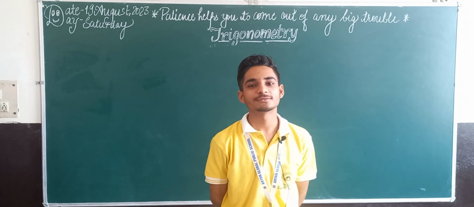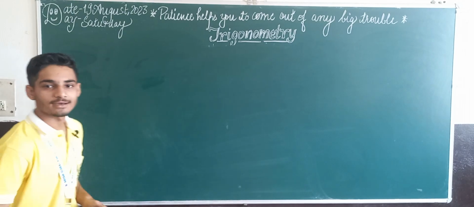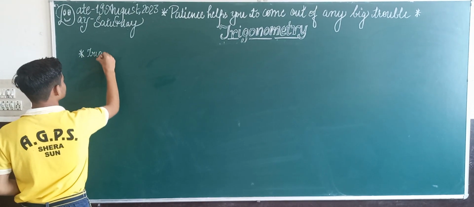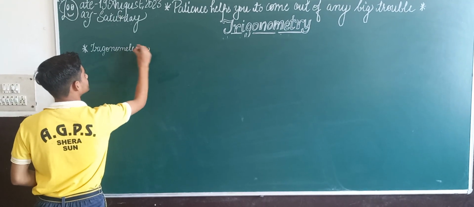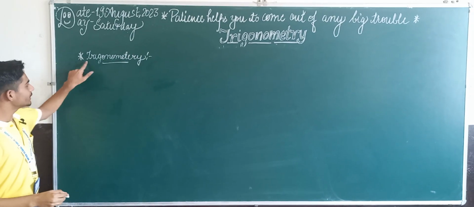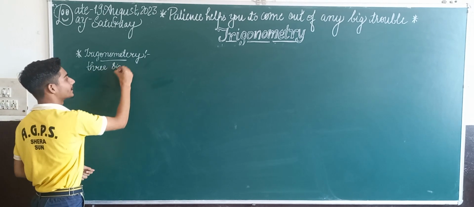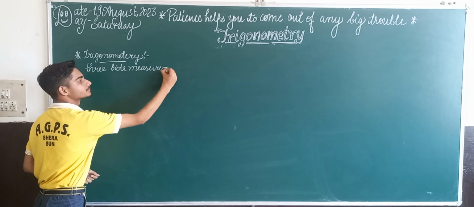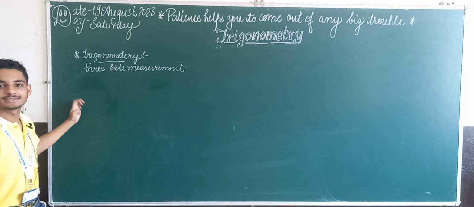Here we are for a wonderful session on the presentation on the topic of trigonometry. Let's start. Firstly, what is trigonometry? Trigonometry is a combination of three words. The meaning of tri is three, and the meaning of geometry is side measurement. The measurement of three sides is known as trigonometry.